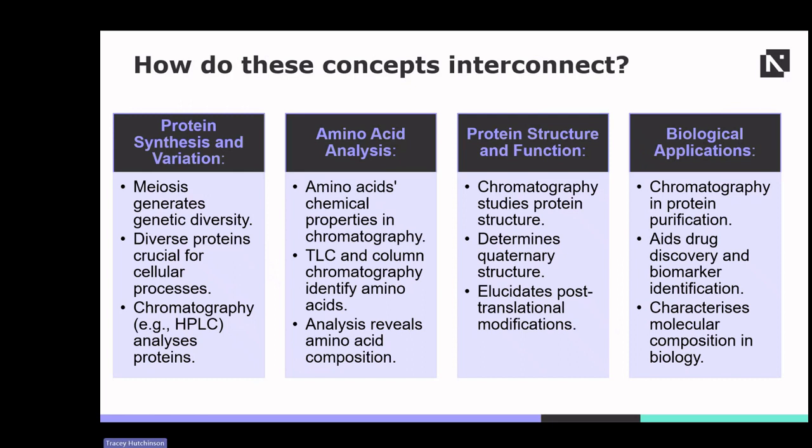So in summary, meiosis, protein proficiency, amino acids, and chromatography are interconnected components of molecular biology and analytical chemistry. Together, they facilitate the study of biological processes, the structure, function, or relationship of biomolecules, and the characterization of complex biological systems. Understanding these connections provides a holistic approach to investigating the molecular basis of life and disease.